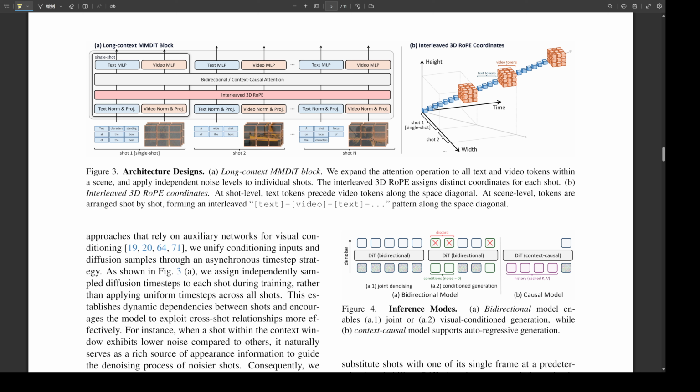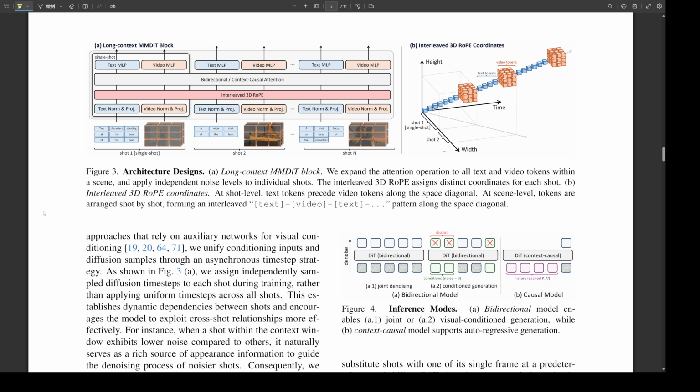That's where the second innovation comes in. Interleaved 3D rotary positional embedding, or RoPE. It's a mouthful, I know. Yeah. But basically, positional embeddings are like these tags that tell the AI, okay, this piece of information is the 10th frame of the third shot. It needs to know both where something is within a shot and which shot it belongs to in the overall scene. Right, like a coordinate system for the video.